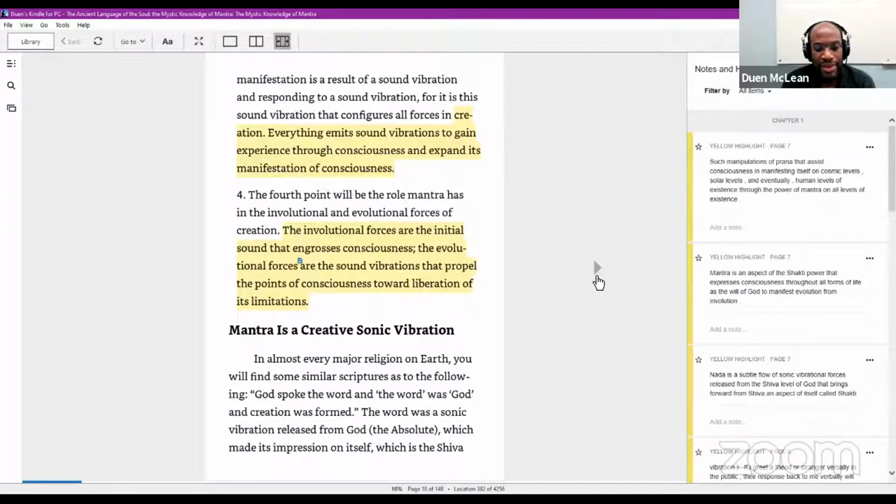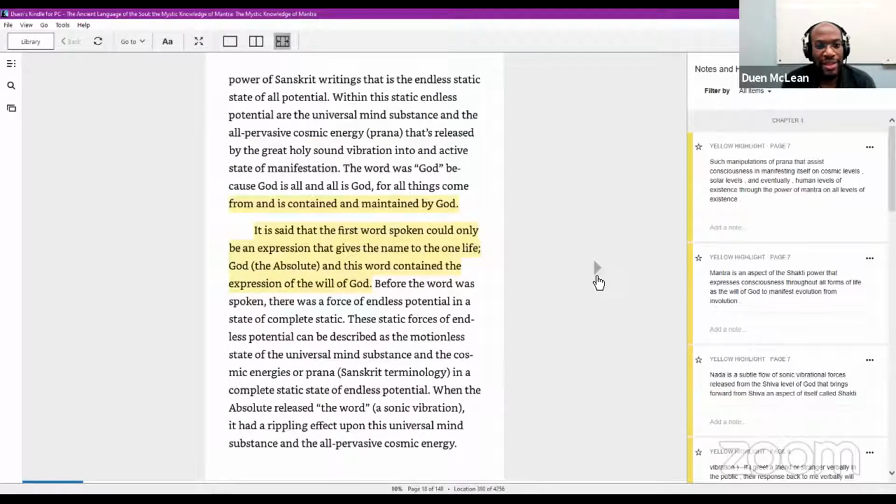Mantra is a creative sonic vibration. In almost every major religion on earth, you will find some similar scriptures as to the following. God spoke the word, and the word was God, and creation was formed. The word was a sonic vibration released from God, the Absolute, which made its impression upon itself, which is the Shiva power of Sanskrit writings, that is the endless static state of all potential.